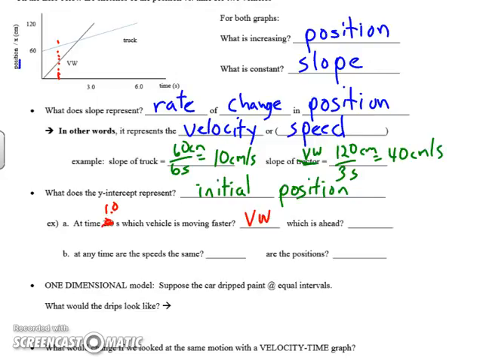Now we can see that on the graph. At time 1, the truck is about 70 or so, and the VW is well behind that, so that's the truck.